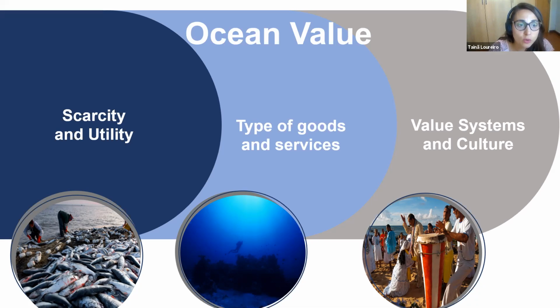The second aspect refers to the type of goods and service benefits we obtain from the ocean. There are mainly four types of goods: private goods, common goods, club goods, and public goods. They vary in the level of exclusivity, that is, how many people can enjoy them, and also differ by how limited they are in terms of supply. The third and final aspect of which valuations depend is related to value systems and cultures. Of course, depending on different cultures and value systems used, a resource may have a different appraisal, for example.